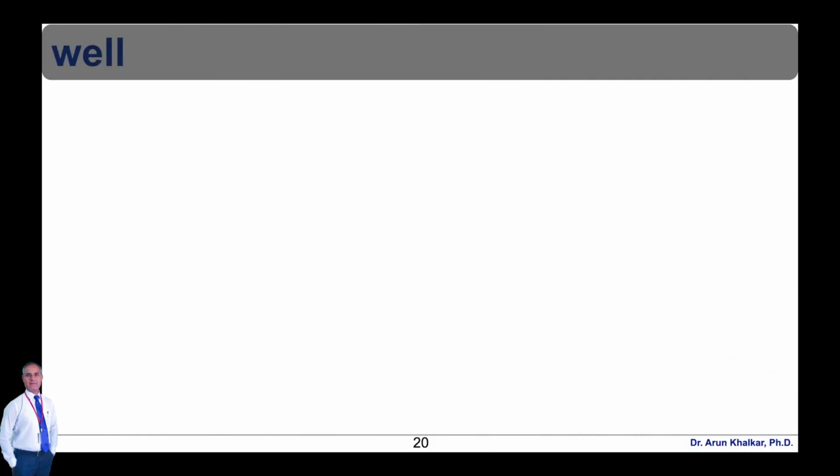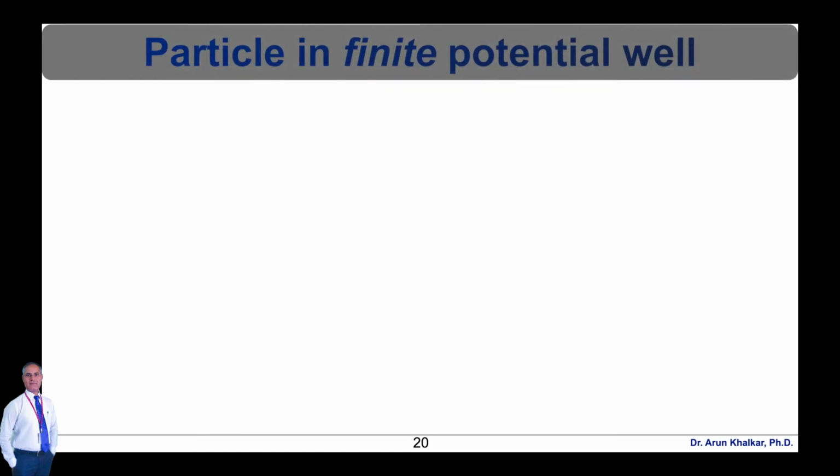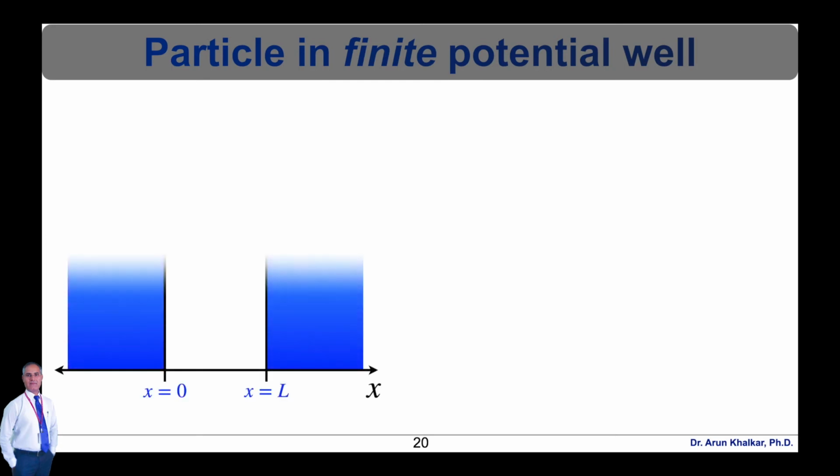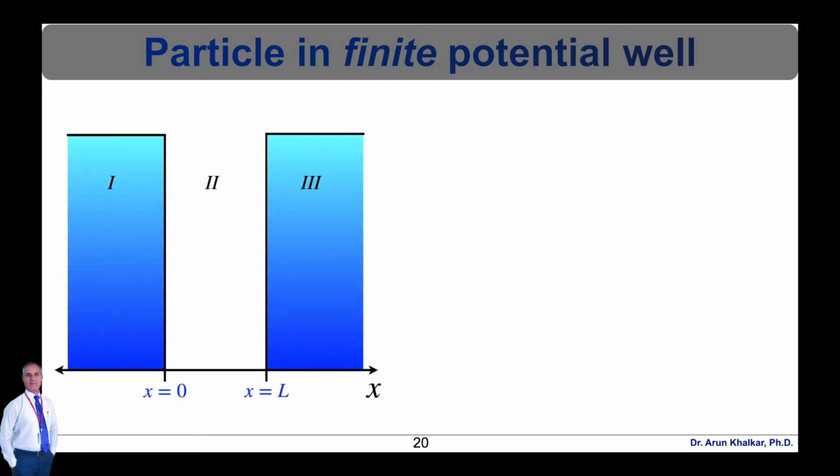Now let's see the particle in a finite potential well. In real situations, potential energies are never infinite and potential barriers of finite height exist. Consider a particle enclosed in a potential well of energy V0 with width L. Consider the energy of the particle E is less than V0. Classically, the particle strikes the walls of the well. It is reflected and cannot enter region 1 and region 3, as shown in this diagram.